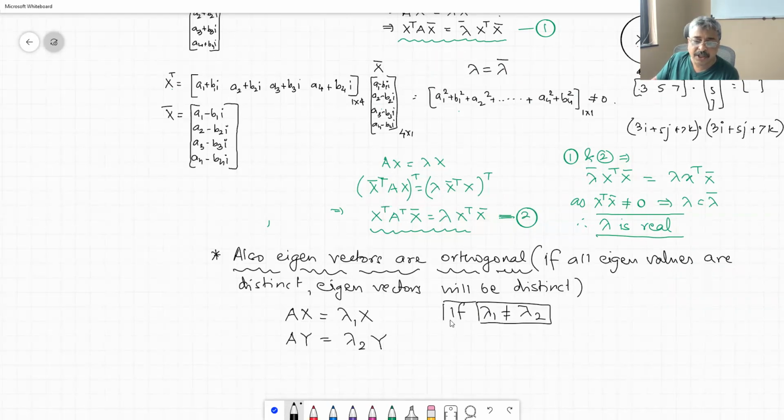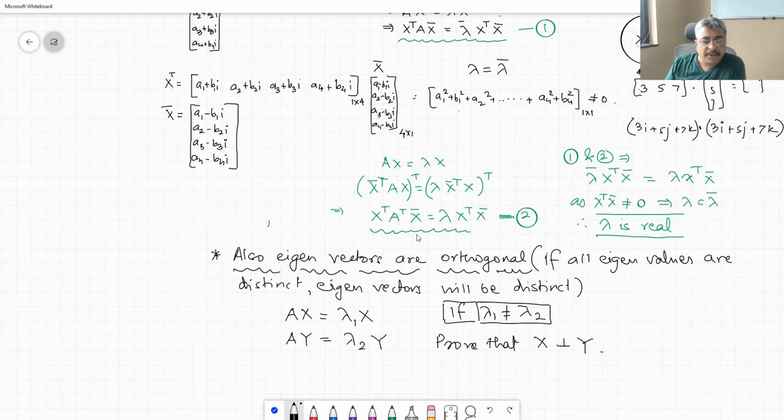If lambda 1 is not equal to lambda 2, what you are supposed to prove is that X is perpendicular to Y. Okay, I give you some time, because it is something similar to what we have done here. See, taking transpose, taking conjugate, taking inverse are the tools that you are supposed to use in matrices while solving the algebra of matrices.